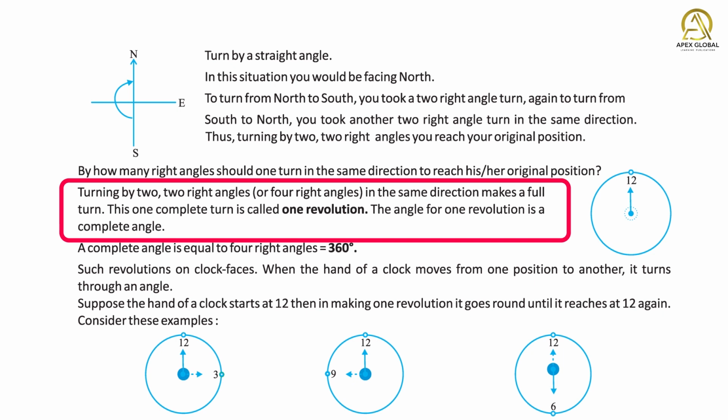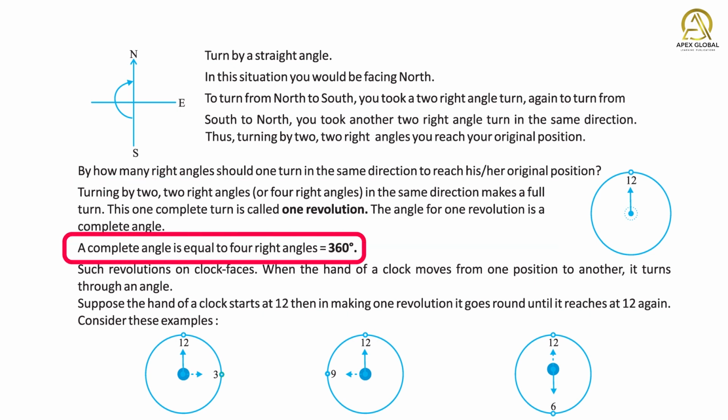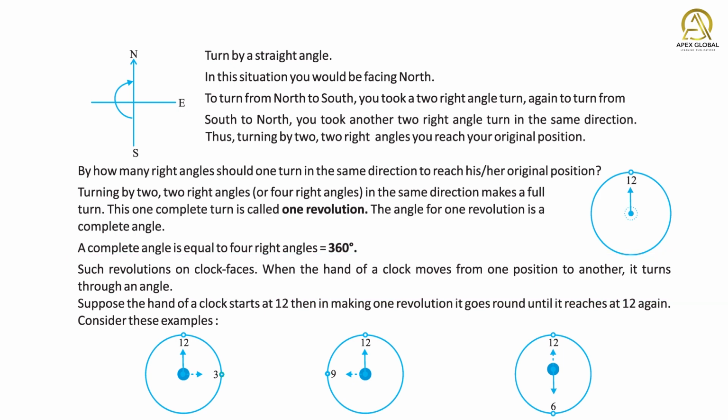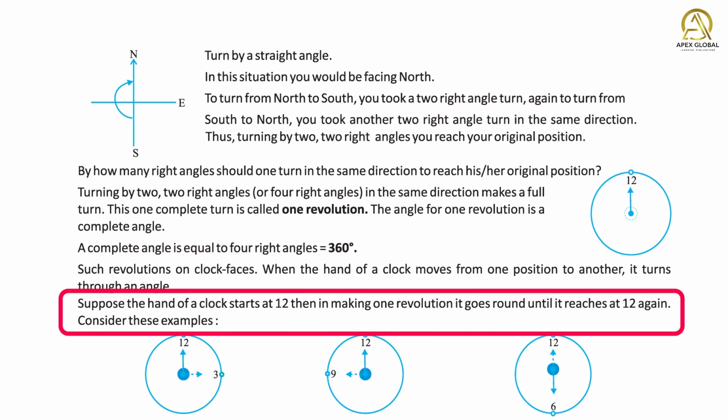This one complete turn is called one revolution. The angle for one revolution is a complete angle. A complete angle is equal to 4 right angles, equal to 360 degree. Such revolutions on clock faces. When the hand of a clock moves from one position to another, it turns through an angle. Suppose the hand of a clock starts at 12, then in making one revolution, it goes round until it reaches 12 again. Consider these examples.